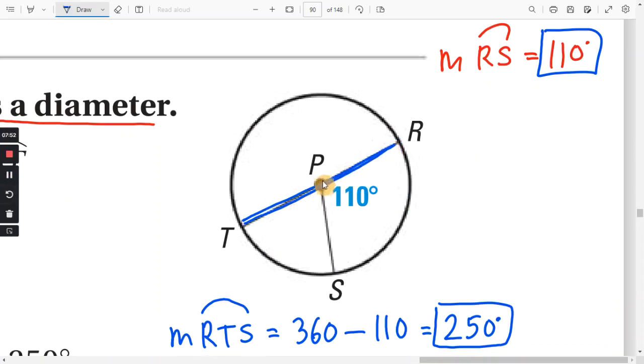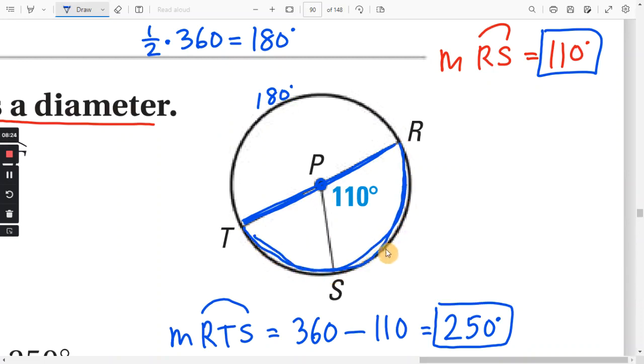It goes right through the center and it goes to the other side of the circle. That means it cuts the circle in half. And we know that half of 360 equals 180. Since this cuts the circle in half, this arc right here is going to be 180 degrees. And the one on the other side is also going to be 180 degrees.